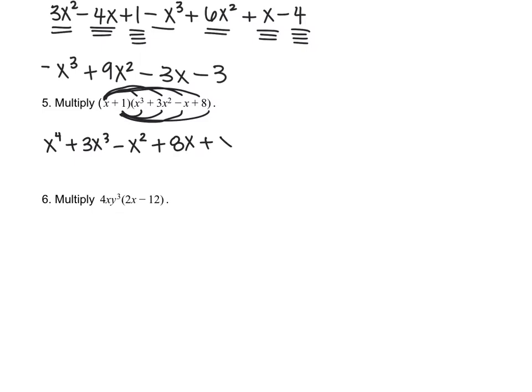So 1 times x cubed is x cubed. 1 times 3x squared is 3x squared. 1 times negative x is negative x. And 1 times 8 is 8.